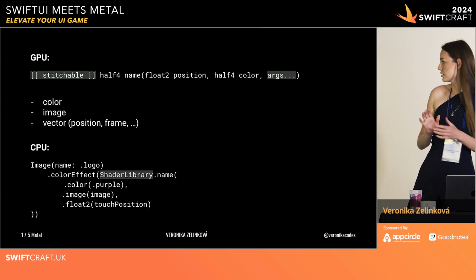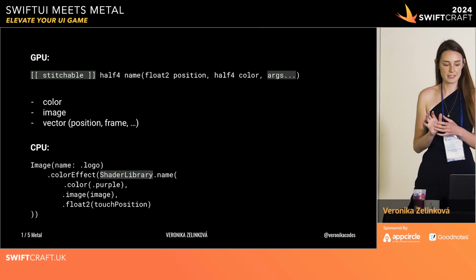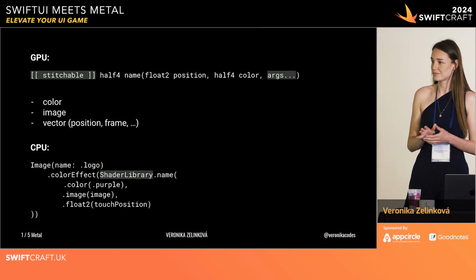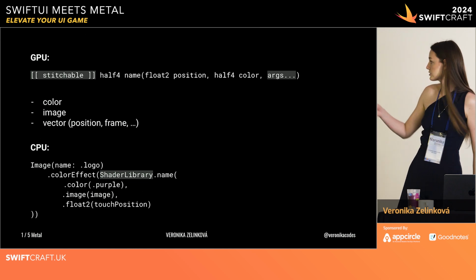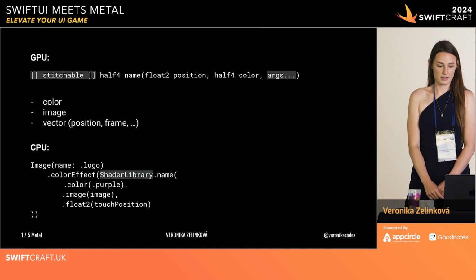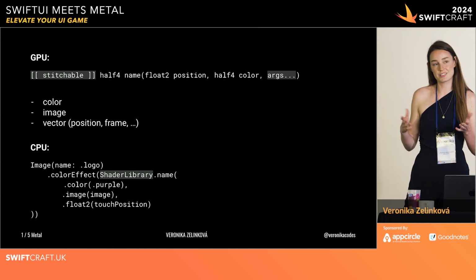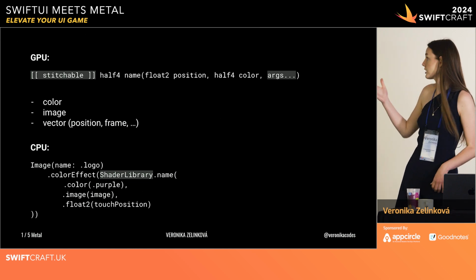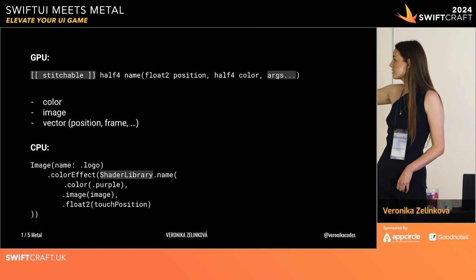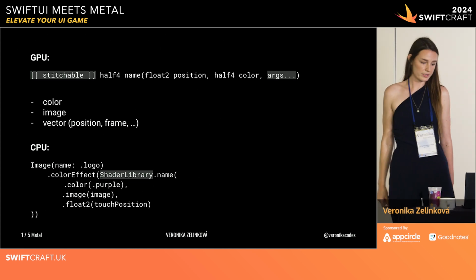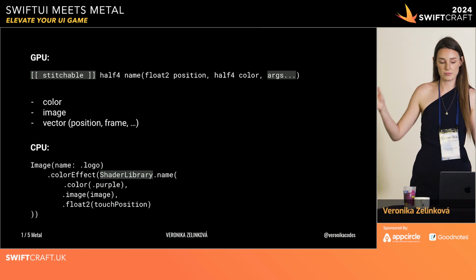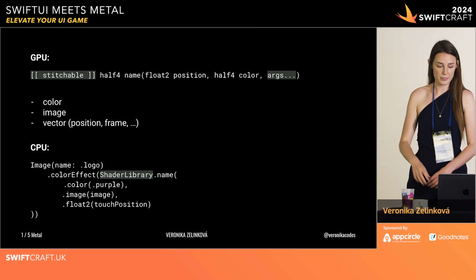So to see the code, basically to create our function on the GPU, which is called name, it returns a color, which is written as a half4, and we pass in 2 parameters.